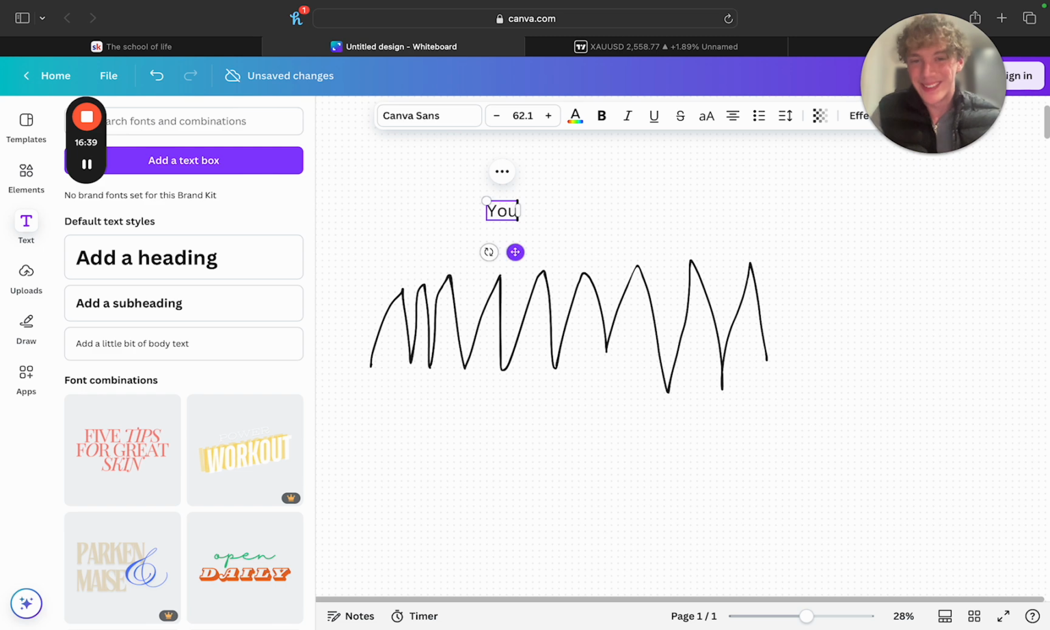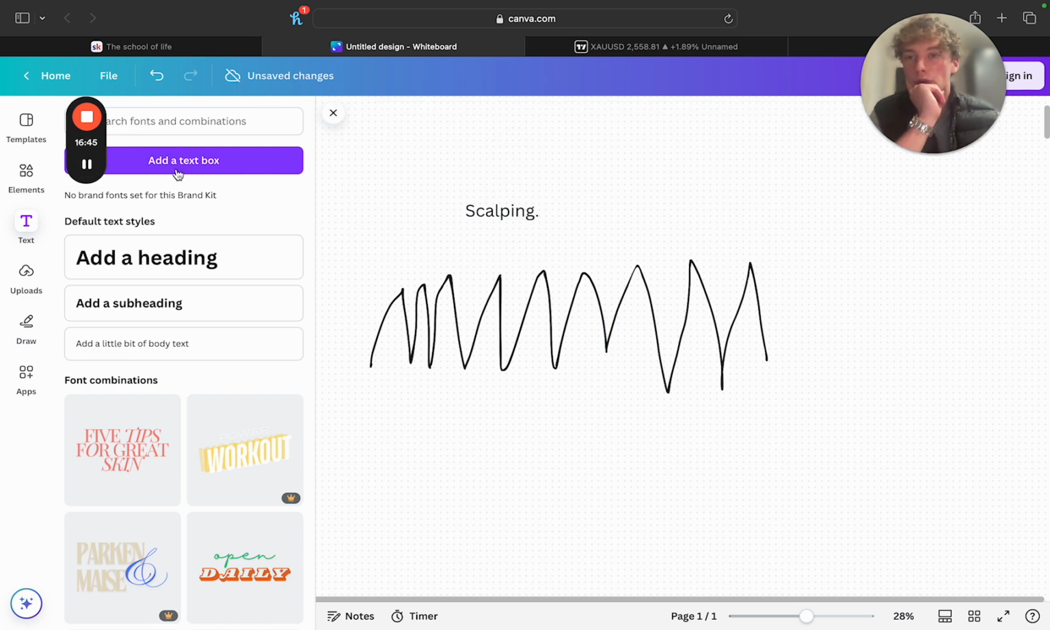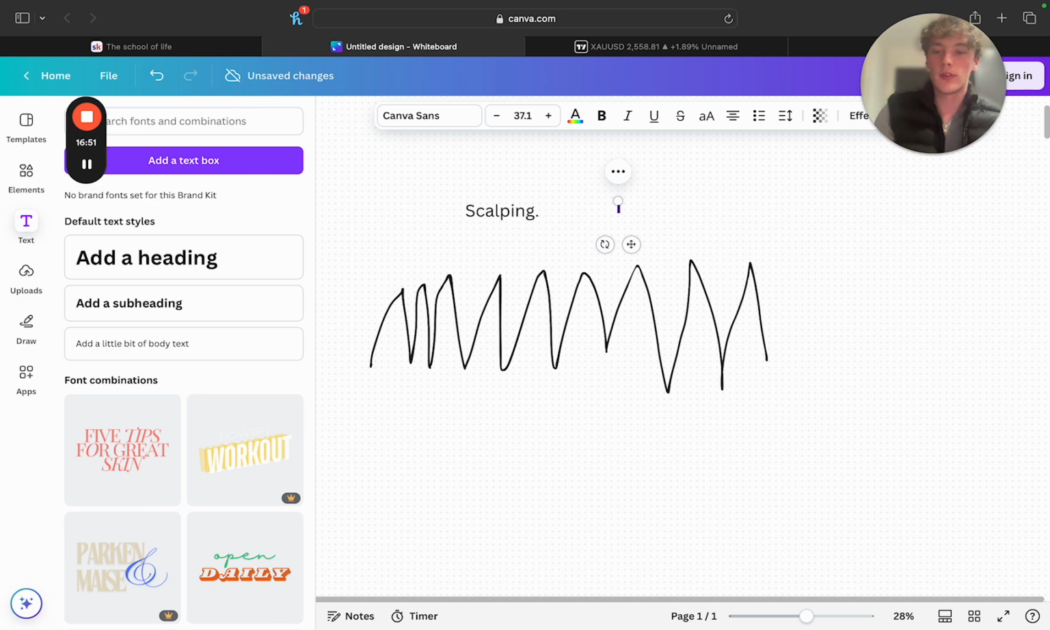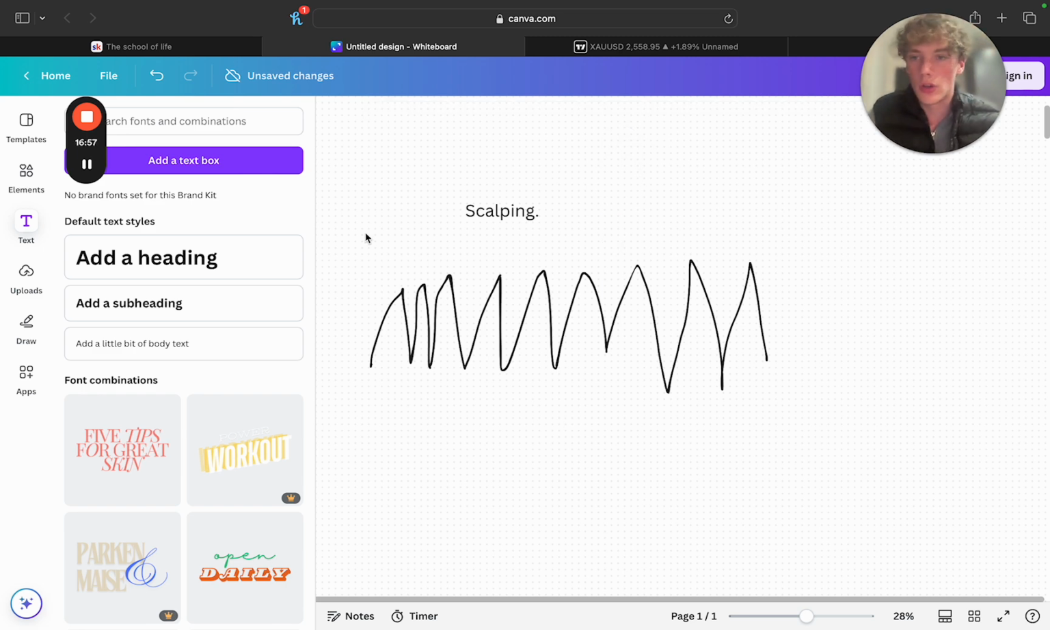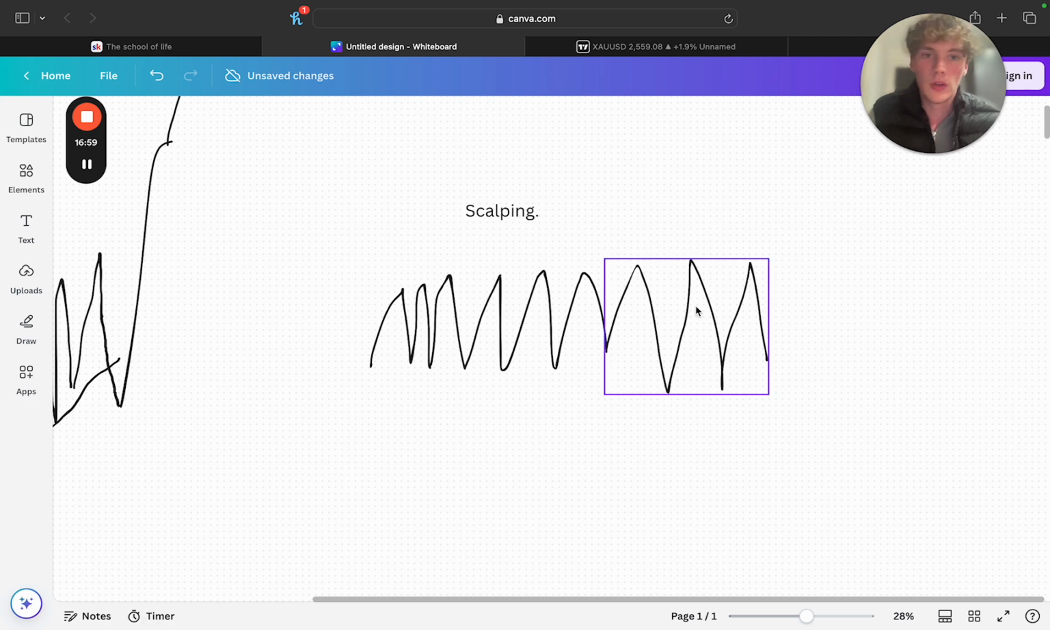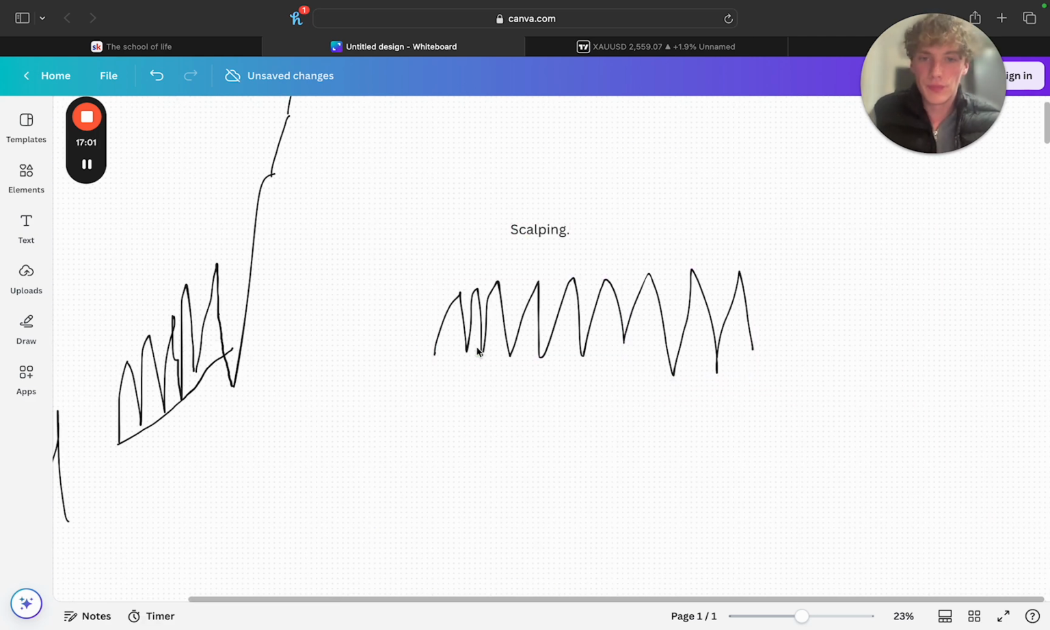So what do we call this? We call it scalping, okay? And if you remember as well, this is called consolidation. I don't want to clutter up the screen. Scalping in a phase of consolidation is how you make money.